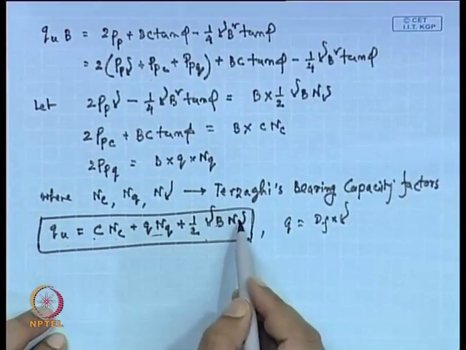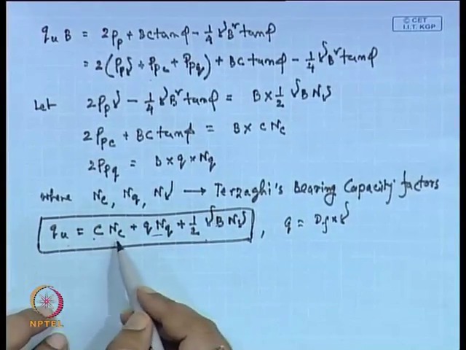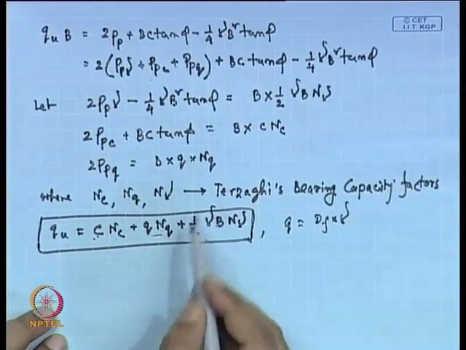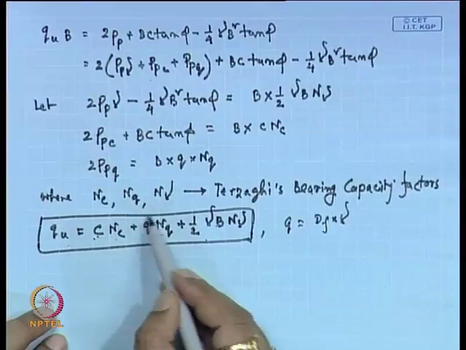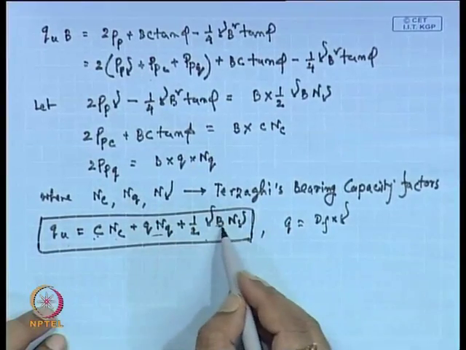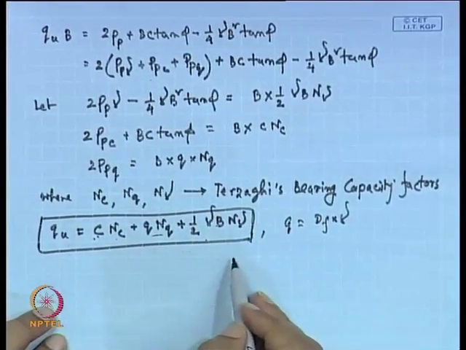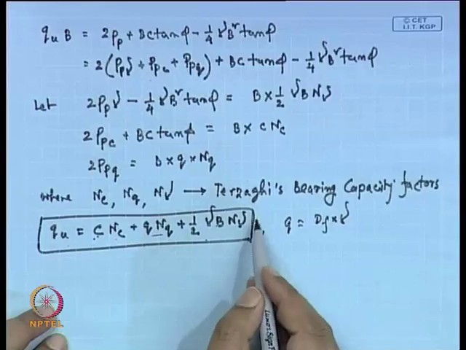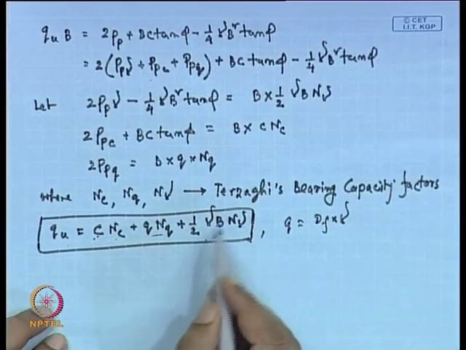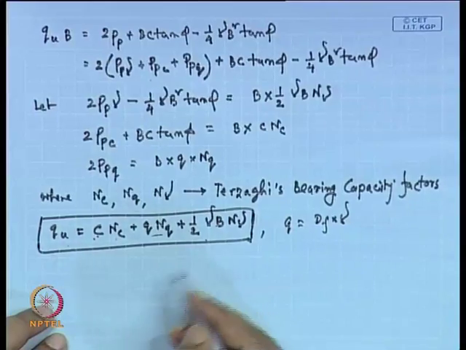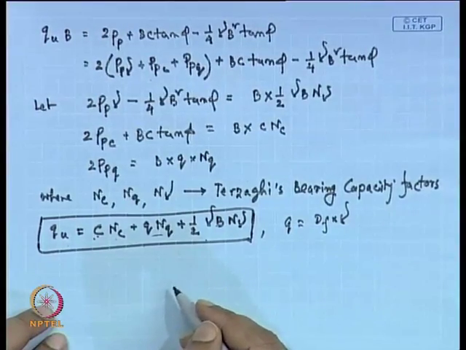From this expression we can see that the bearing capacity of the soil depends on the soil properties, that is C and phi of the soil, then the surcharge, I mean the depth of the foundation, and the width of the foundation, that means the geometry of the foundation. This is the basic expression which is derived for vertical and concentric loading condition, for homogeneous soil, so it is a simplified expression.